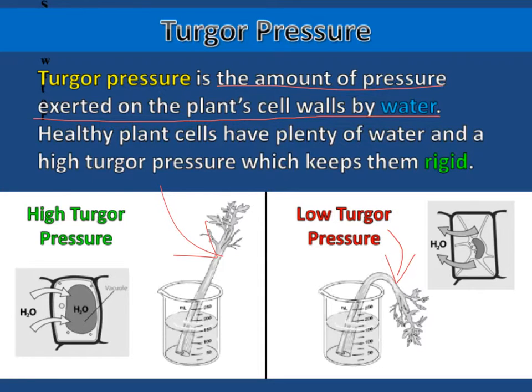Alright, on number 20, how will healthy plants with plenty of water appear? They will appear rigid. So the answer is in green, just like this picture right here to the left. The celery has very high turgor pressure, making them rigid. So on number 20, the answer is rigid. And rigid, like I said, is just another fancy word for stiff, or strong, or sturdy. So on number 20, rigid.